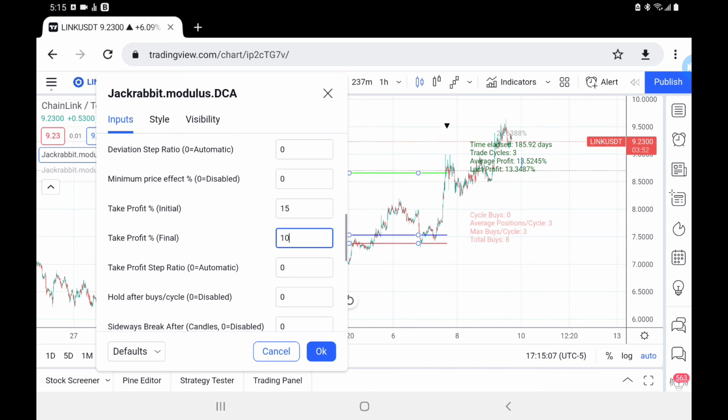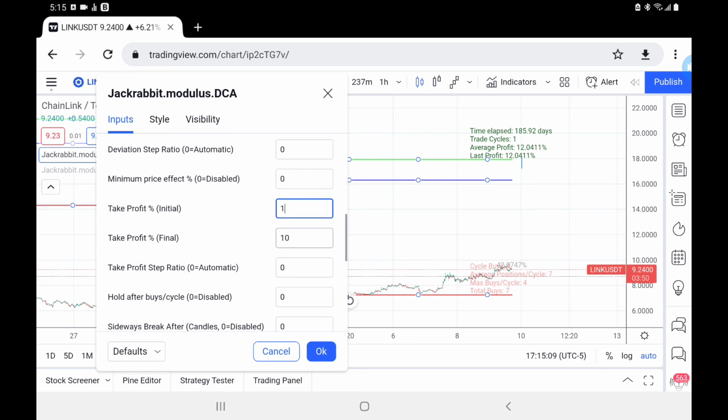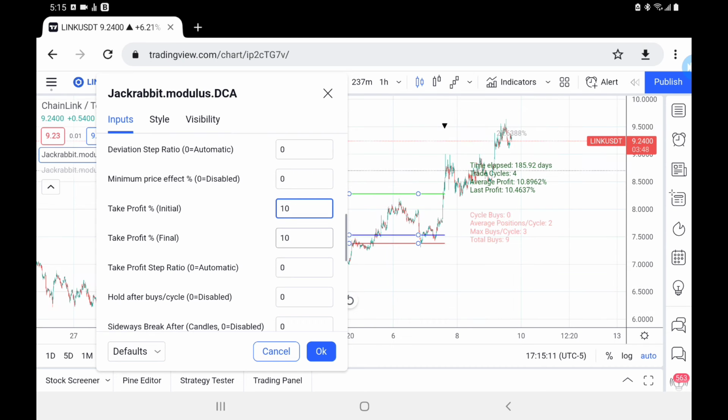But 10% is quite possible. And the accumulations are still very low. So let's look at the settings.